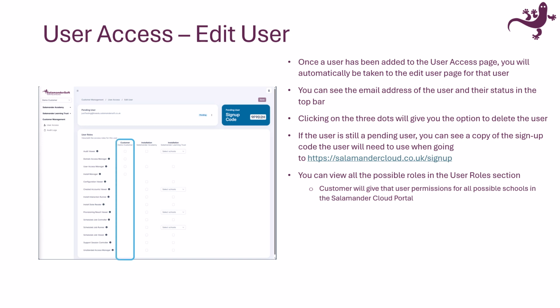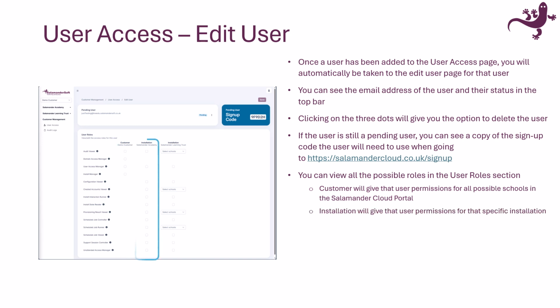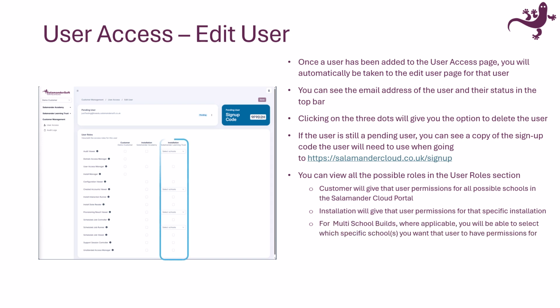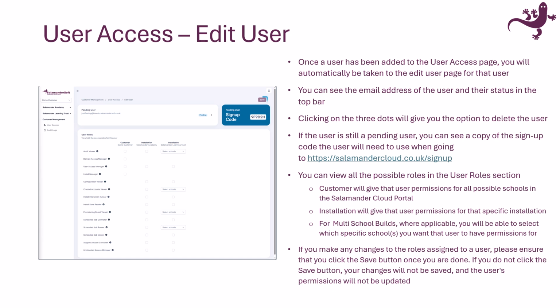Customer will give that user permissions for all possible schools in the Salamander Cloud Portal. Installation will give that user permissions for that specific installation. For multi-school builds, where applicable, you'll be able to select which specific schools you want that user to have permissions for. If you make any changes to the roles assigned to a user, please ensure that you click the Save button once you are done. If you do not click the Save button, your changes will not be saved and the user's permissions will not be updated.